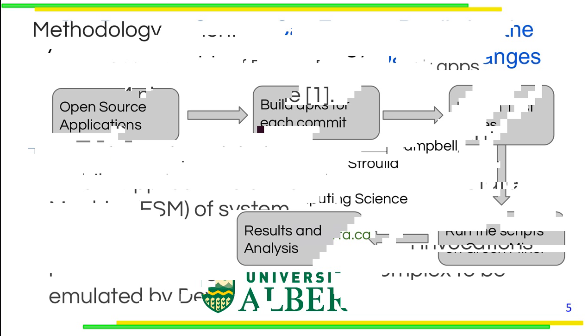So in order to find the usefulness of the system calls in that prediction, we follow this methodology: we choose open source applications, then we build APKs for each commit because we want to see the effect of commits on the energy consumption. Then we design test suites because we need to find the energy consumption data and the test cases where the commit makes a difference to the energy profile. And then we run those test suites on the GreenMiner, which is basically an internal infrastructure to get the energy consumption data, and then we get the results and analysis.